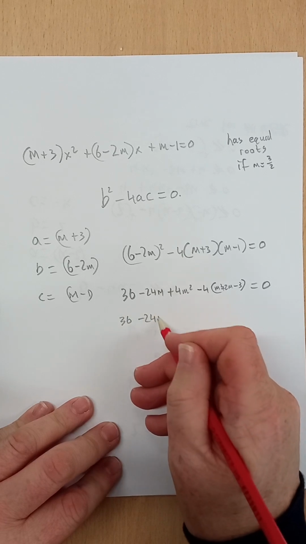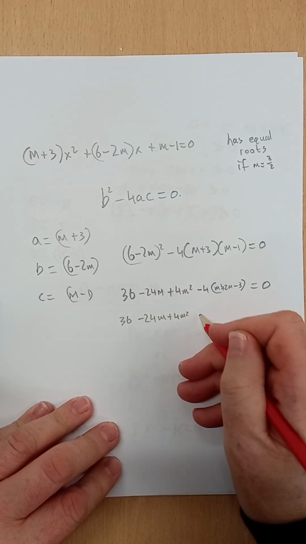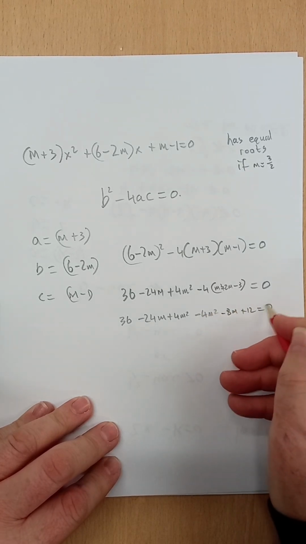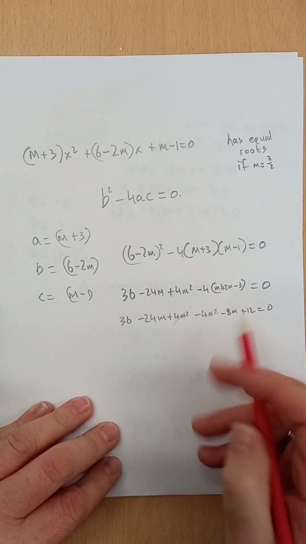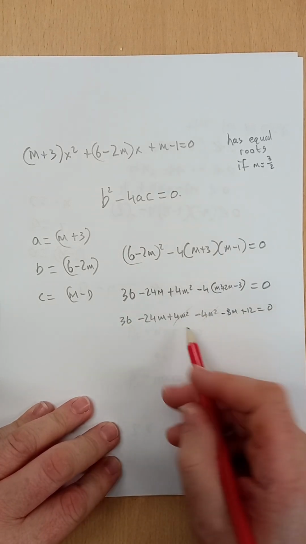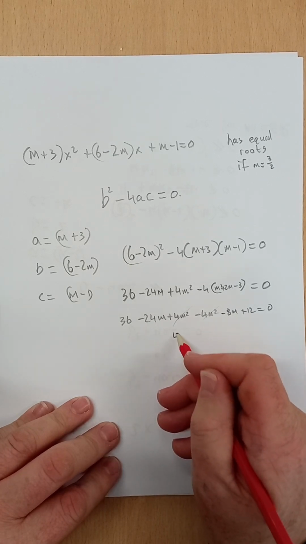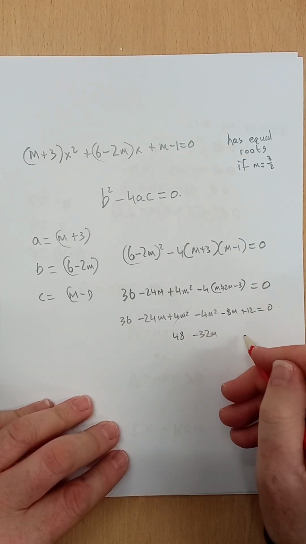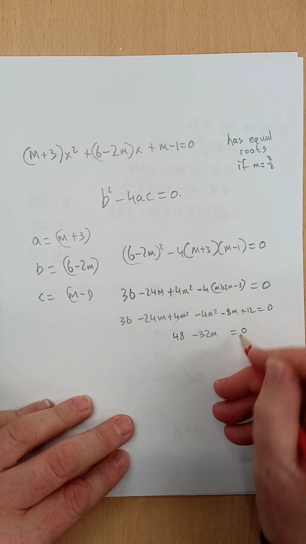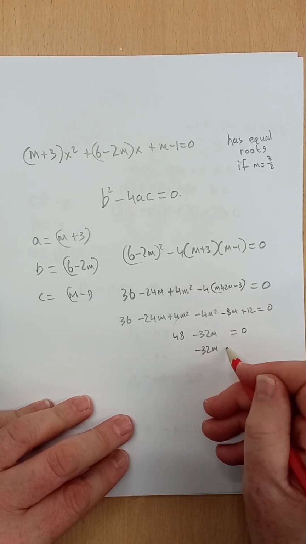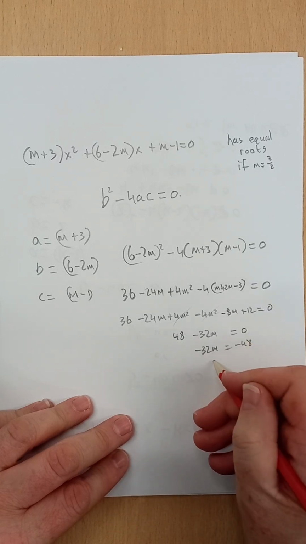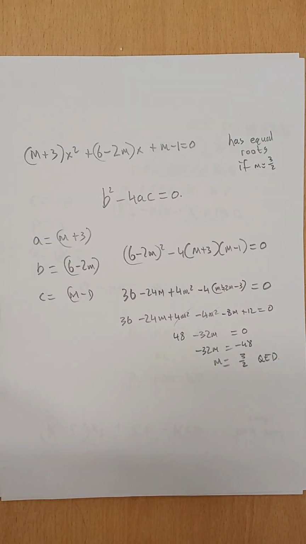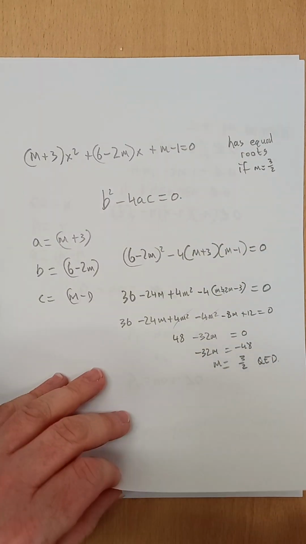36 − 24m + 4m² − 4m² − 8m + 12 = 0. So I can see that they automatically cancel, and I've got 36 plus 12 is 48, and I have minus 32m, and that would mean equal to 0. Minus 32m is equal to minus 48. Divide both sides by 48... m is equal to 3/2. QED. There's your proof. It's true for that when m is that.